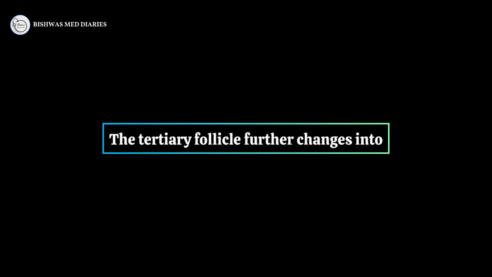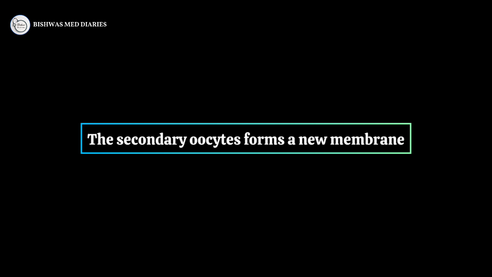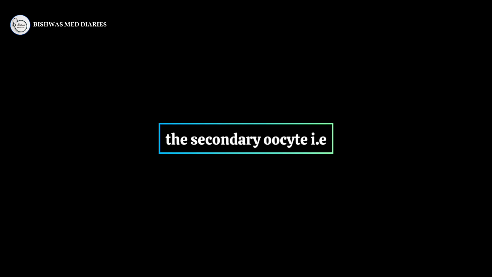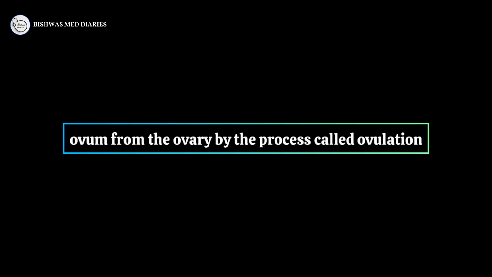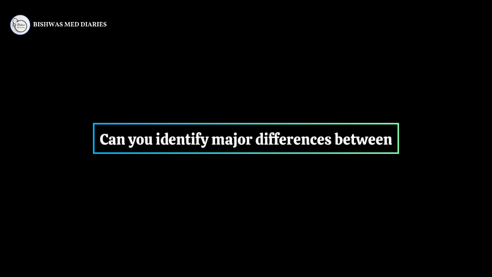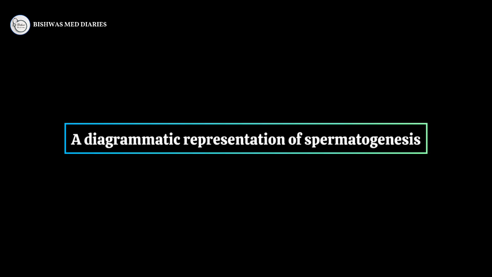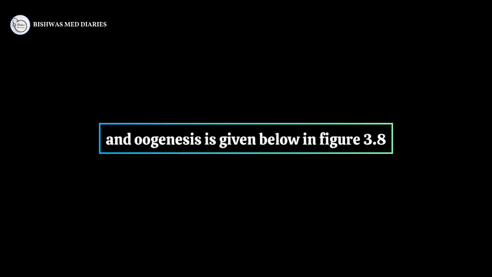The tertiary follicle further changes into the mature follicle or Graafian follicle. The secondary oocyte forms a new membrane called zona pellucida surrounding it. The Graafian follicle now ruptures to release the secondary oocyte, that is ovum, from the ovary by the process called ovulation. Can you identify major differences between spermatogenesis and oogenesis? A diagrammatic representation of spermatogenesis and oogenesis is given below in figure 3.8.